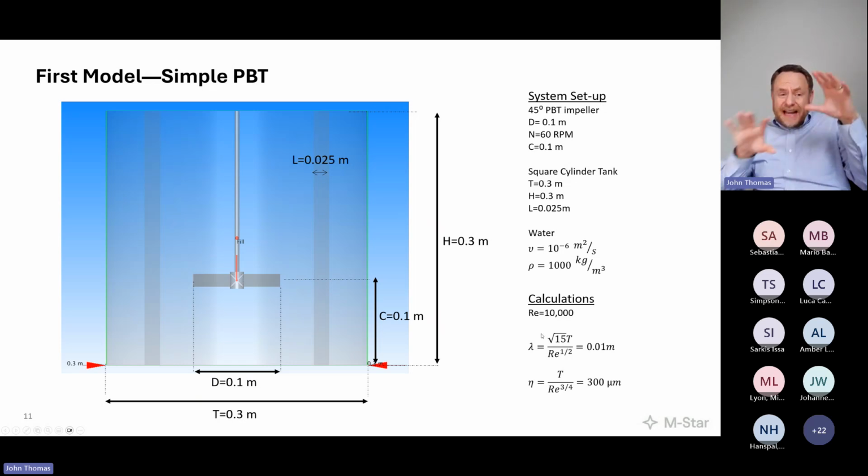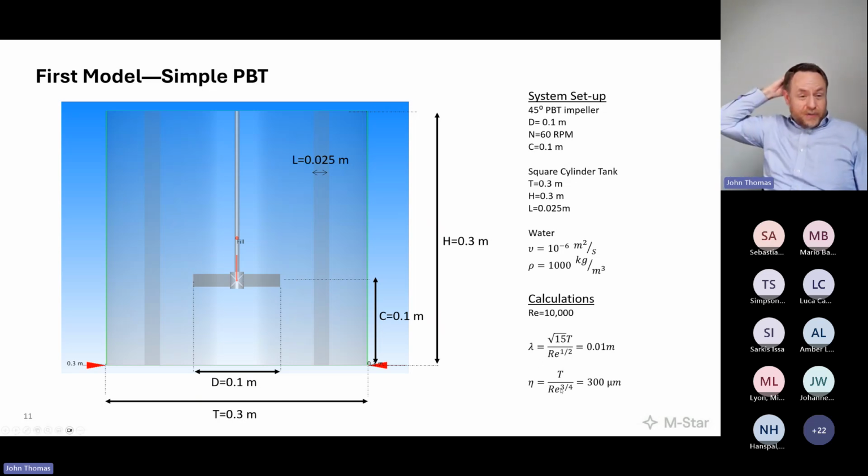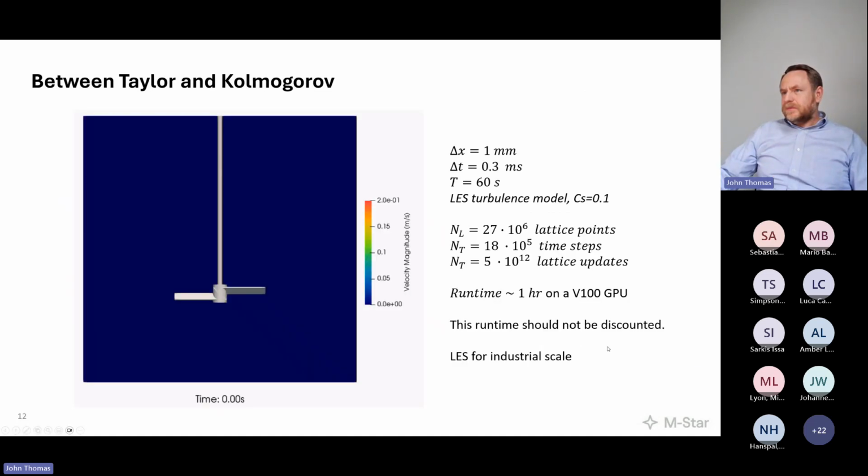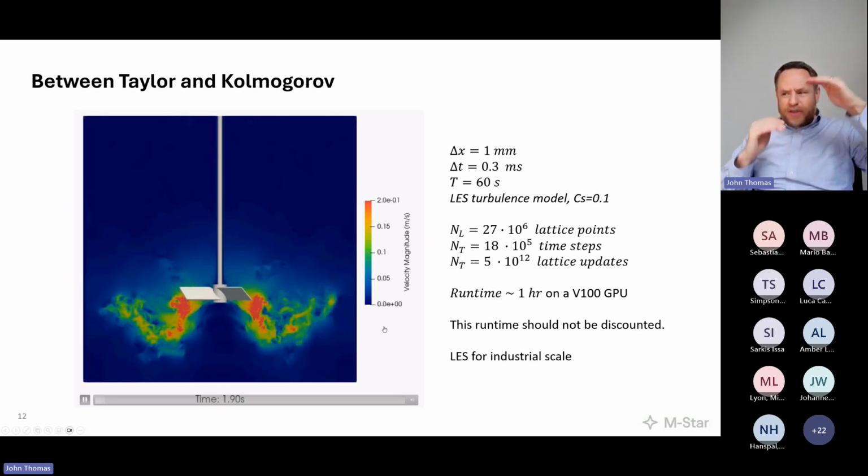And again, because I'm looking at that bottom tail of the distribution, whether it's a pitch blade, whether it's a Rushton, whether it's pipe flow, as I'll show momentarily, these length scales, as long as they're anchored to the Reynolds number and the device length scale, don't care how the turbulence is being produced. So let's do our first simulation somewhere between Taylor and Kolmogorov. I'll set the resolution to 1 millimeter, which is between those length scales.